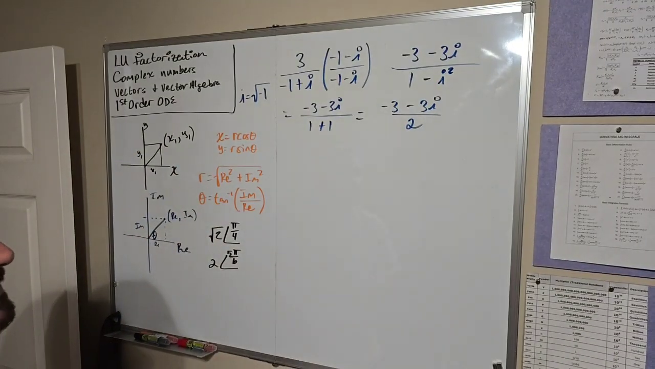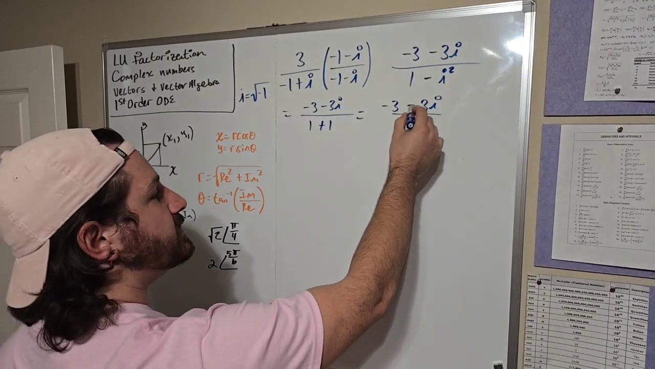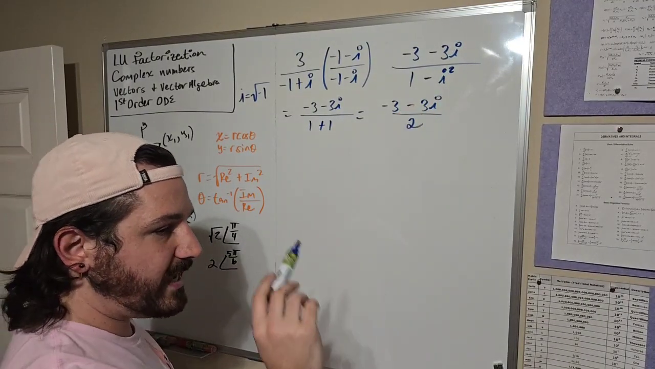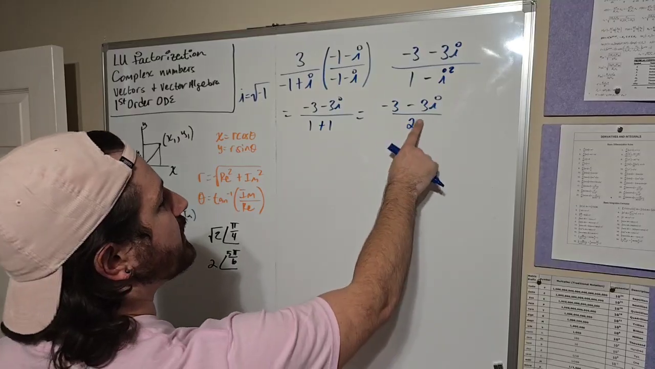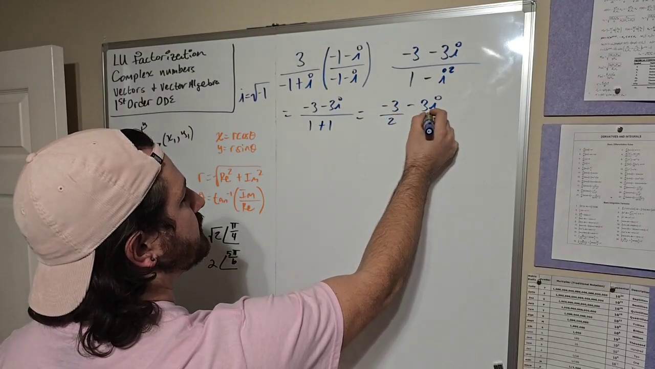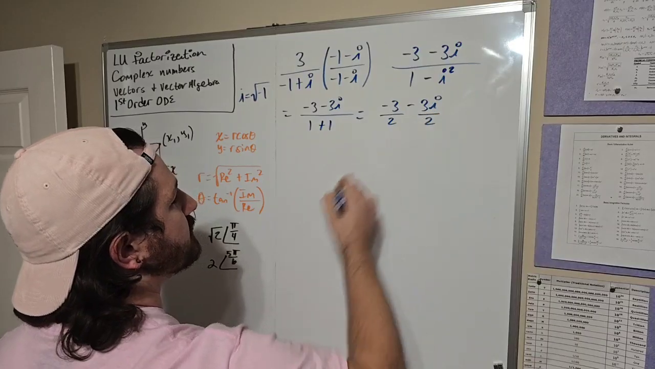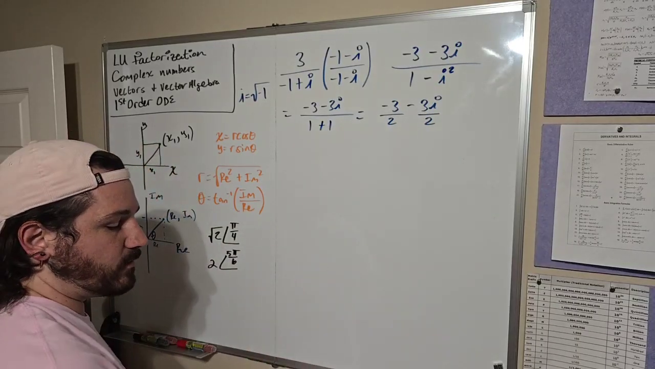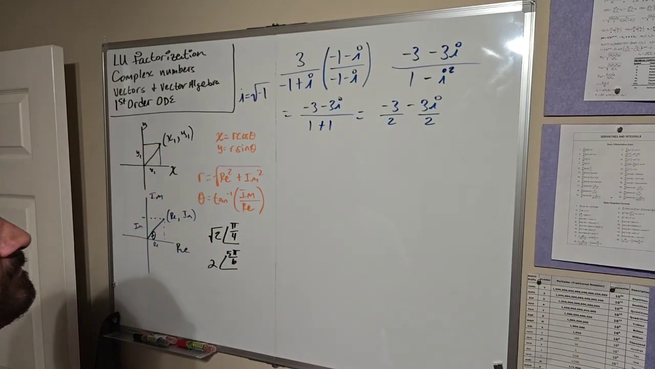Now that works out nicely for us because with addition in the numerator, we can split that up. So now we can actually say that's the same as negative 3 over 2 minus 3i over 2. And that's useful because now we can take our real part and our imaginary part.